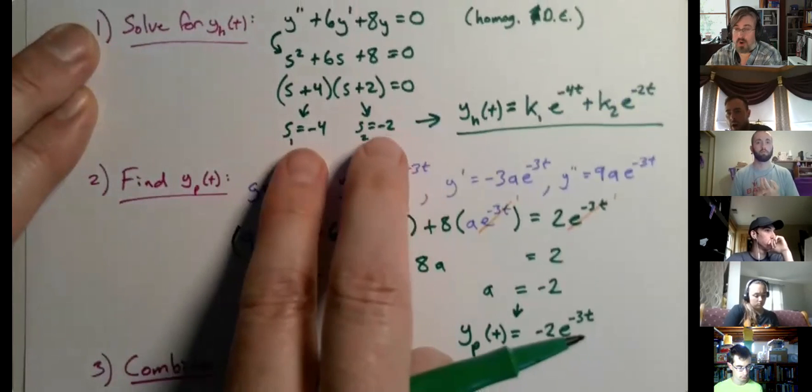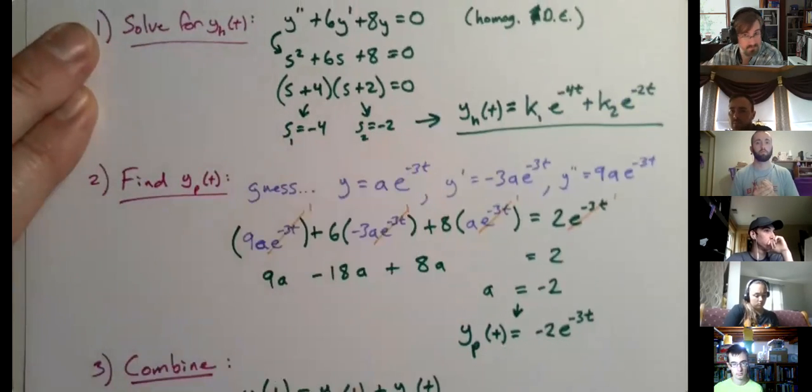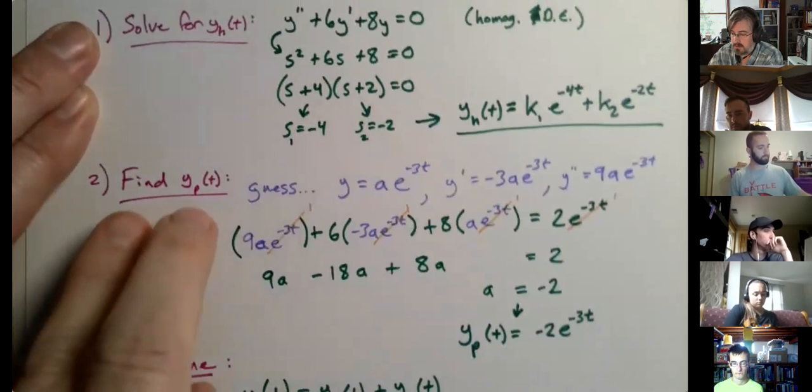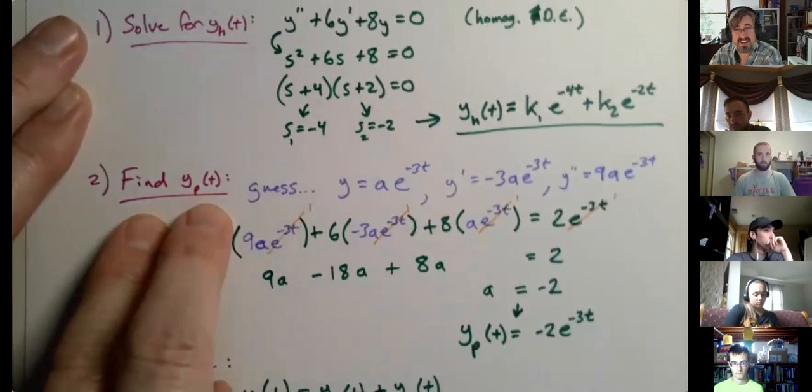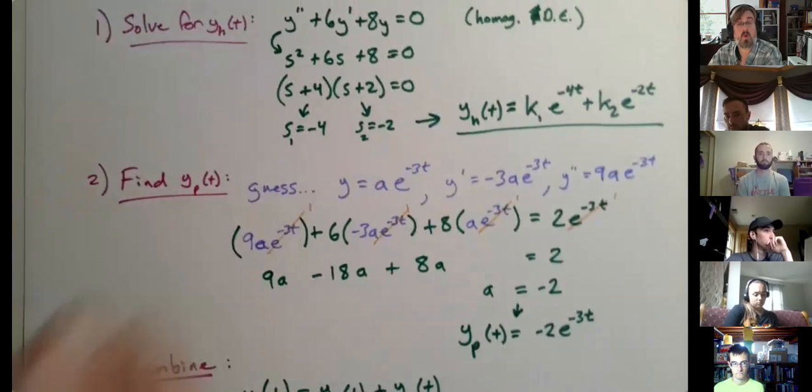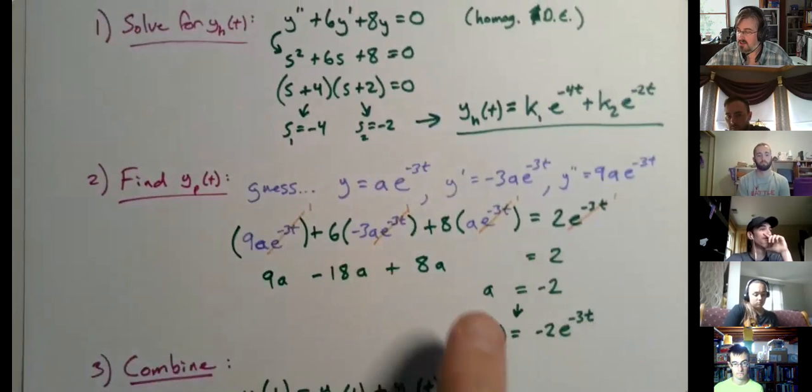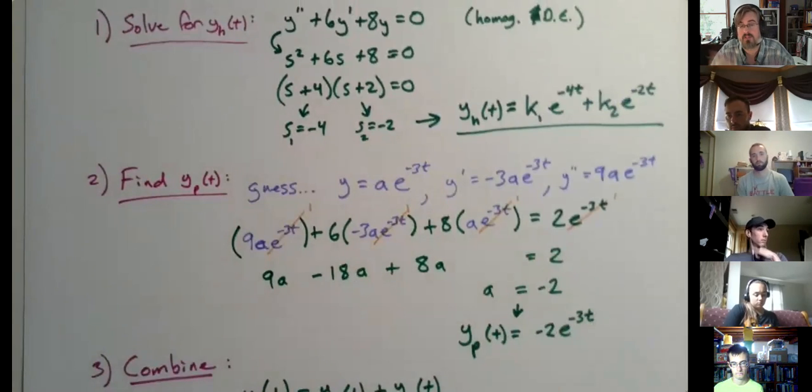Sometimes things don't work out as nice and pretty as this. That's okay. We know how to deal with those. That's 3.6, right? Sometimes the lucky guess is a little bit messy. And what do you do if you guess something and you wind up with 2 equals 0 or 0 equals 0? What do you do if your lucky guess wasn't so lucky?